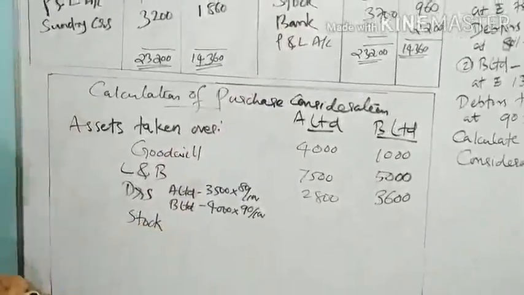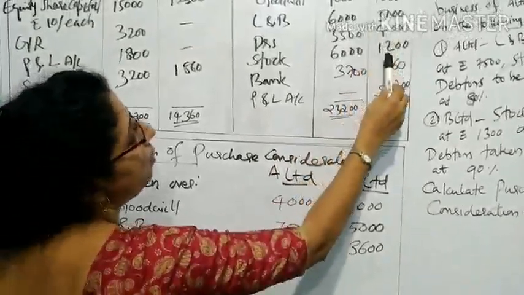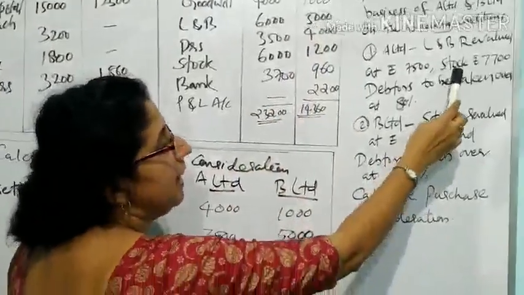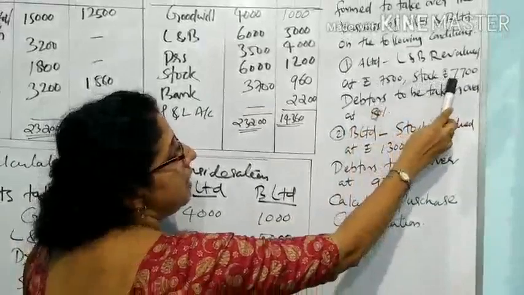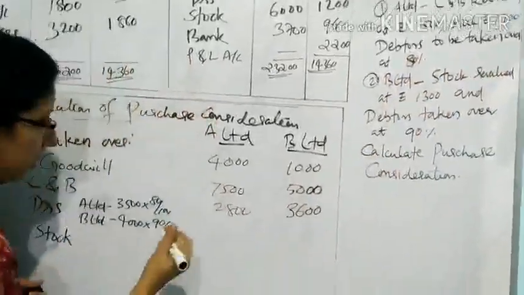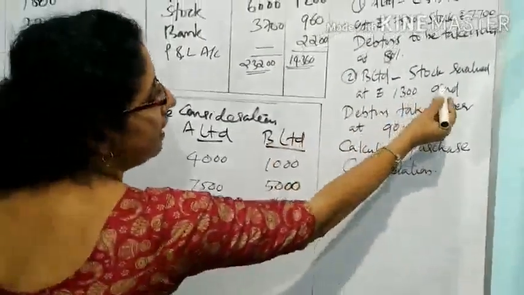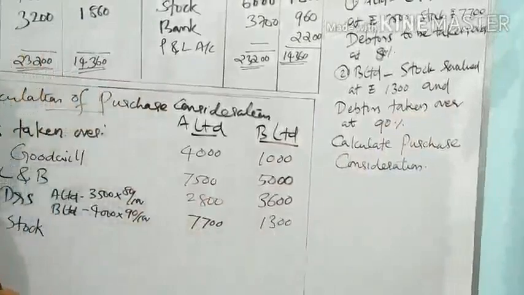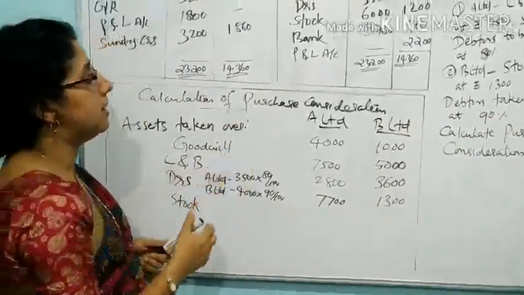Stock: 6,000 for A Limited and 1,200 for B Limited. Stock is revalued, and the revalued figure is given in your adjustment. For A Limited, 7,700 is the value of stock, and for B Limited, stock is revalued at rupees 1,300. Clear? So we should take only the agreed values under the net asset method.